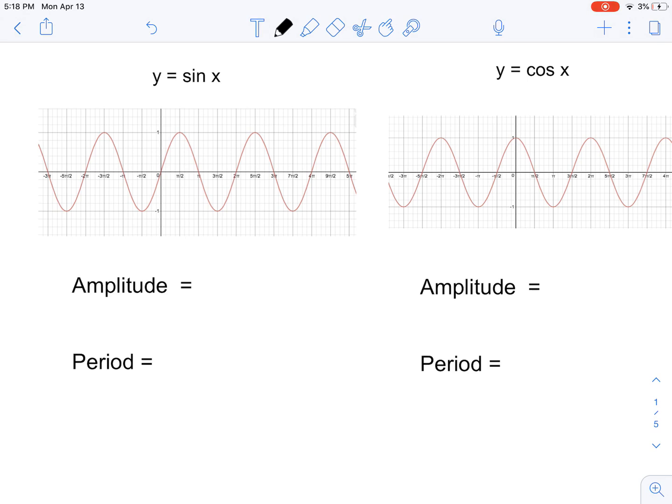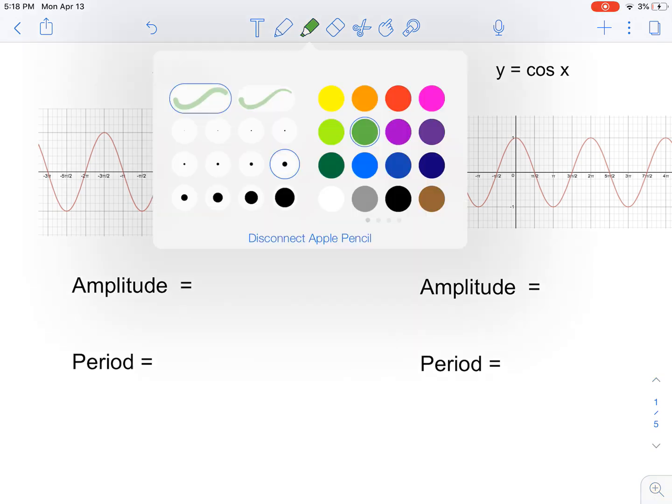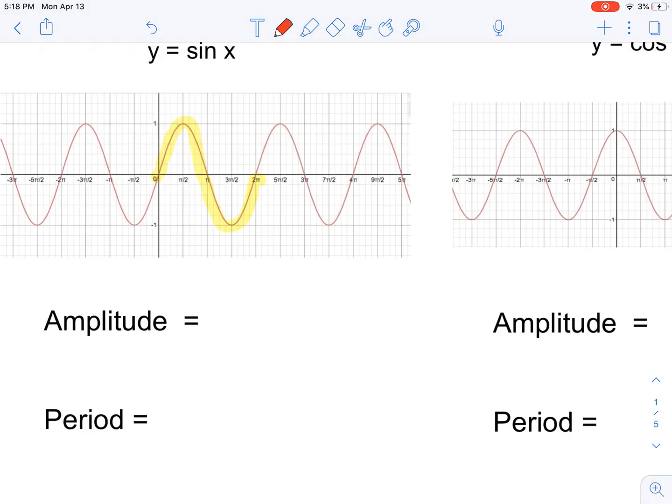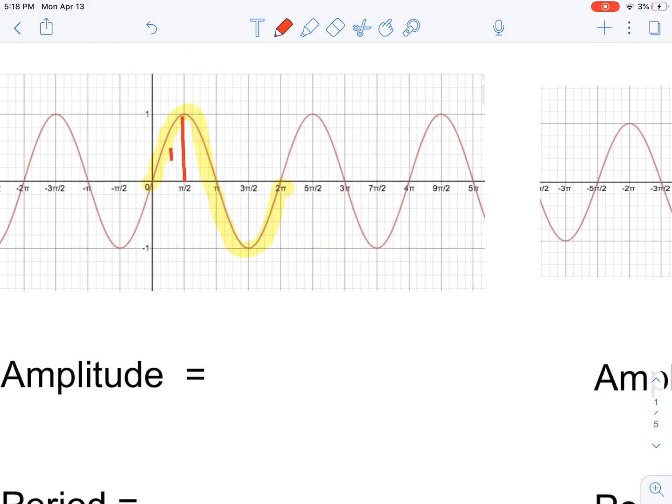The amplitude at your y equals sine x, if we look at it, here is 1 cycle. It has an amplitude of 1. Amplitude is always going to be positive. We want to remember that. Amplitude is really going to be the absolute value of A. Amplitude is a distance, so it's always going to be positive.